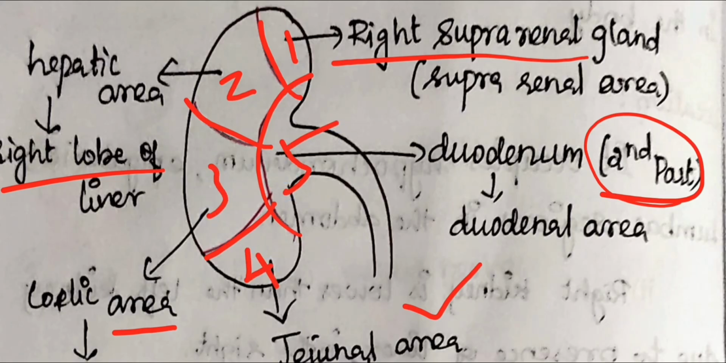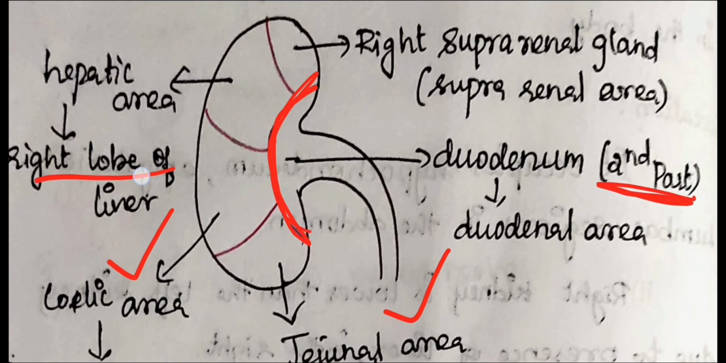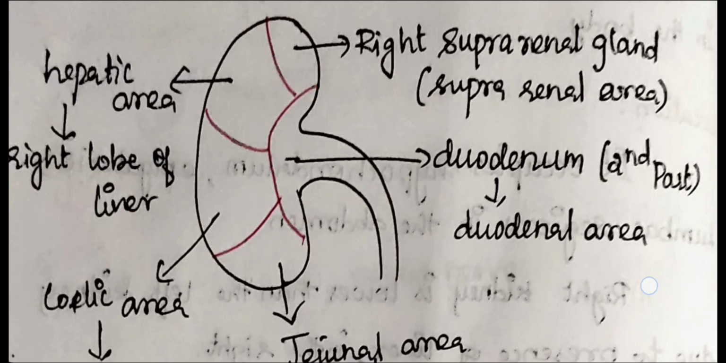The first is the right suprarenal gland, and coming to that, the hepatic area. To that we have the right lobe of the liver, and below that the colic area and jejunal area, and near the hilum it is the duodenal area, that too the second part. Okay. So these are the anterior relations of the right kidney.